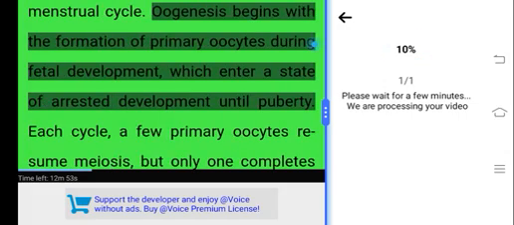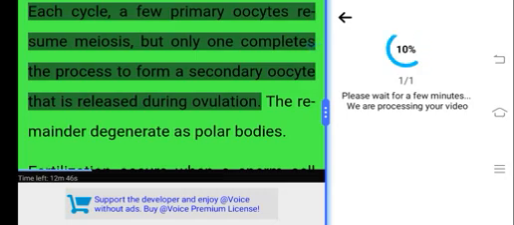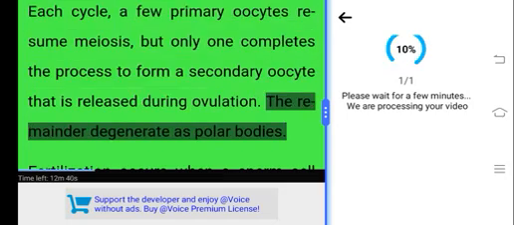In females, oogenesis takes place in the ovaries, where one mature ovum is released during each menstrual cycle. Oogenesis begins with the formation of primary oocytes during fetal development, which enter a state of arrested development until puberty. Each cycle, a few primary oocytes resume meiosis, but only one completes the process to form a secondary oocyte that is released during ovulation. The remainder degenerate as polar bodies.